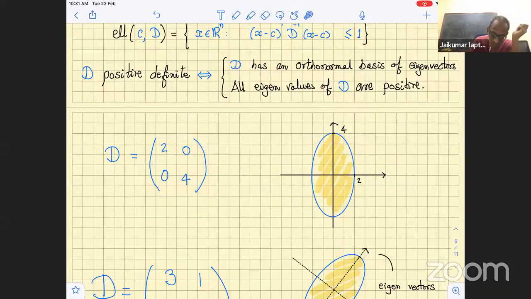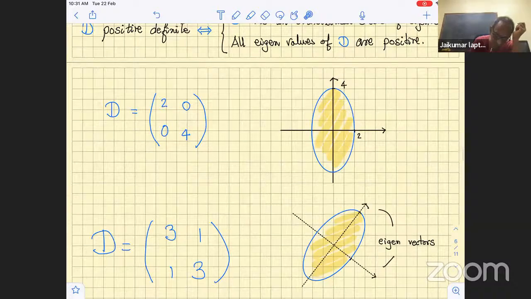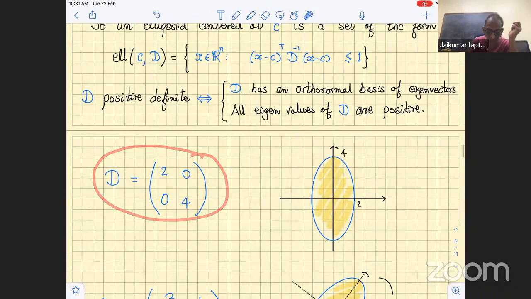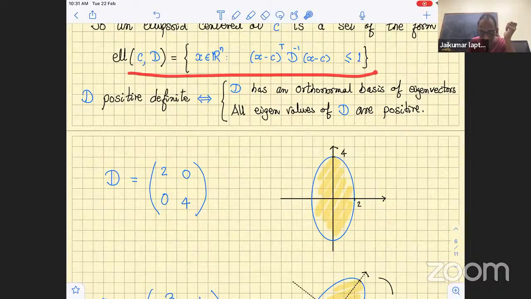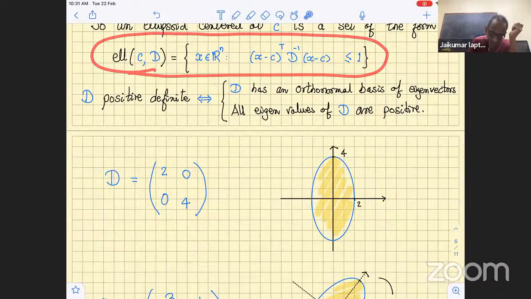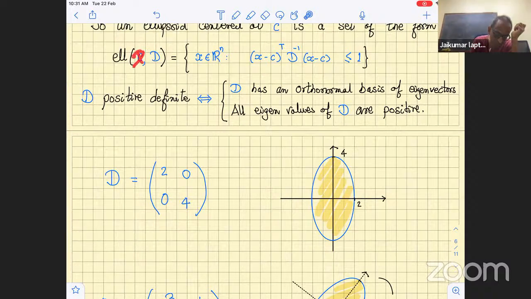Let's look at some examples. Suppose this was your D, and with this D, you are trying to understand what ellipse arises. Let us choose this C to be 0. If I chose this D and C to be 0, what is the ellipse that will arise? In general, if you had such a matrix with n entries, then it will be an n-dimensional ellipsoid. Right now we are just talking about an ellipse.